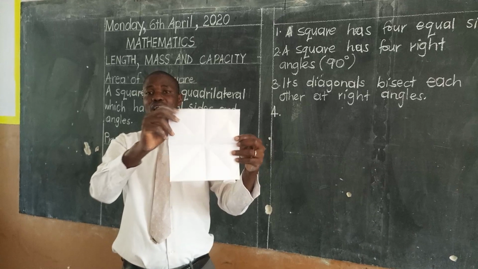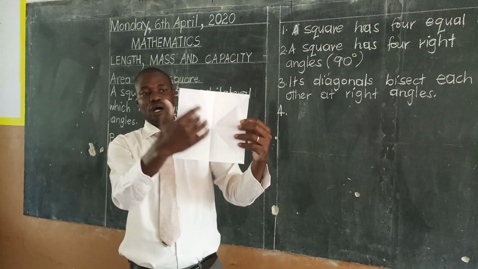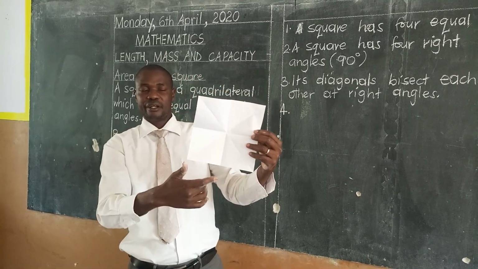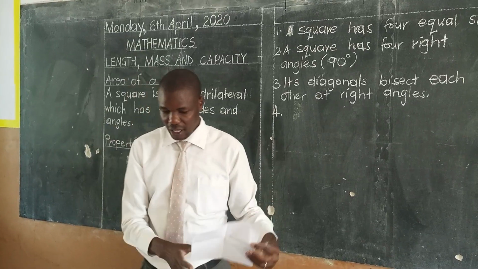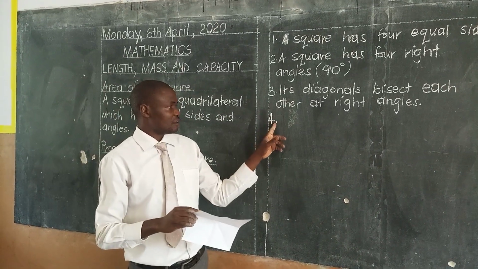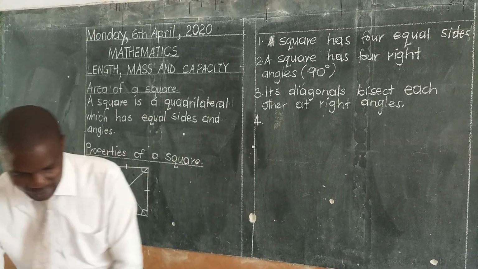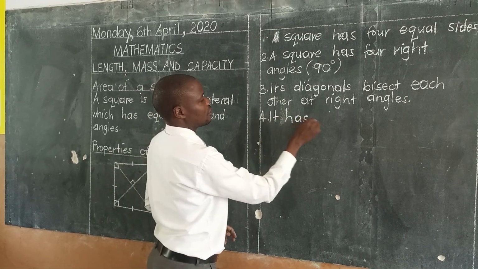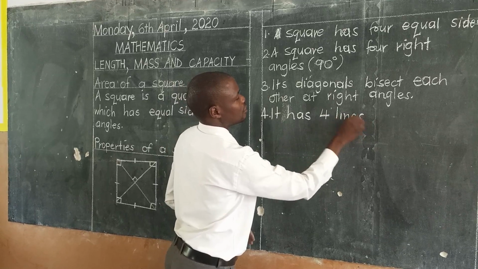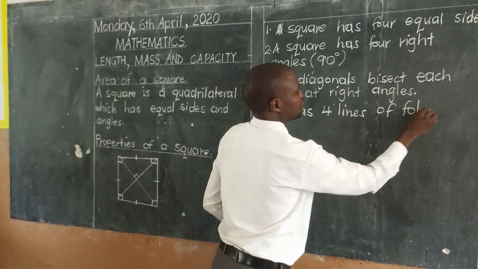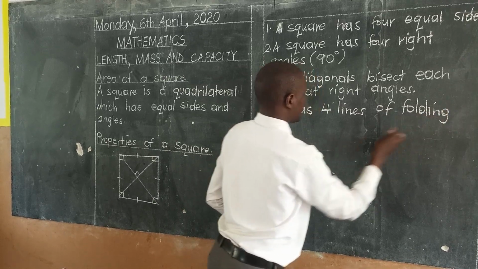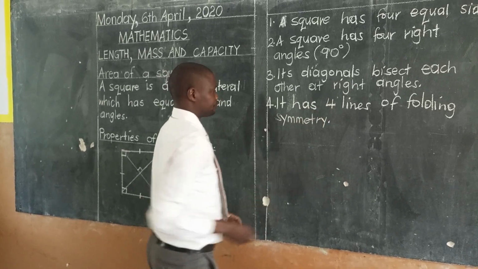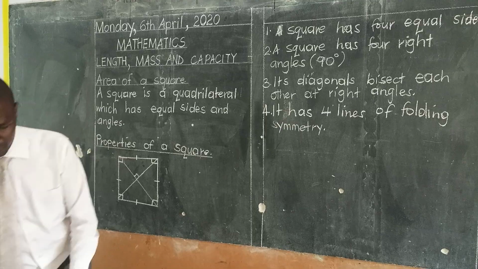Let's count the lines we have for folding symmetry. We have 1, 2, 3, and then 4. Therefore, that fourth property of the square, you can write it as a square has 4 lines of folding symmetry. So those are the properties of a square.